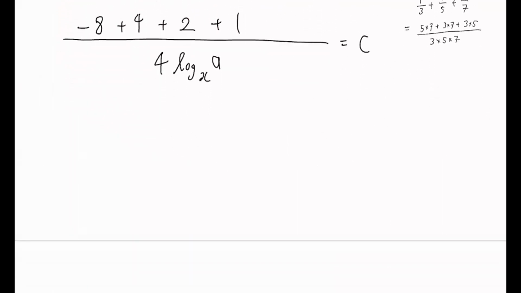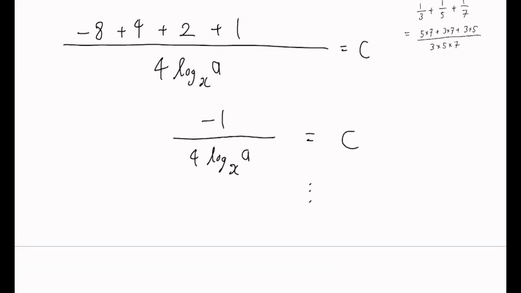Okay, good. Then continue. So can you calculate this for me? -1 over 4 log a base x. By now you know how to solve for x already, right? Do I need to continue? Wait, what's the question? Make x the subject, or find x in terms of a and c. Oh, okay. You can already, right? You don't need me to continue? Or you want me to go through? I'll just go through.